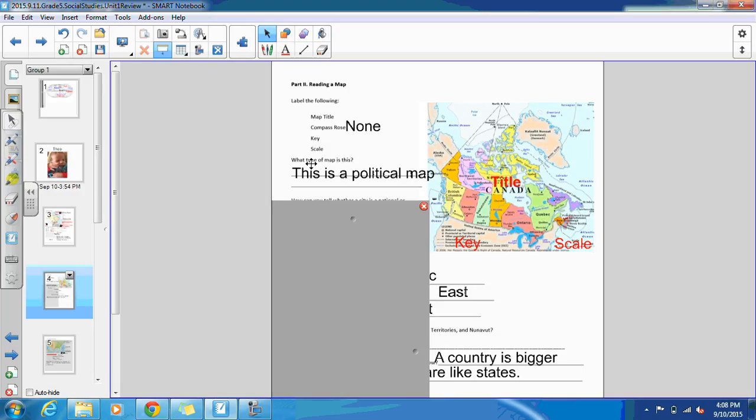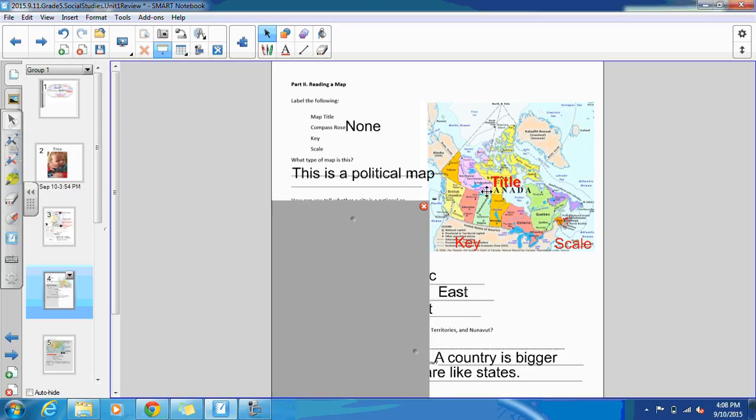Okay? What type of map is this? So I look at this map and I think, what kind of map is it? Well, I know political maps show me countries, states, and their cities and their borders. Right? So I look at this map. Well, I know Canada is a country. Boom, country. And I see these rectangle shapes, and I know that those in the United States are usually states, right?